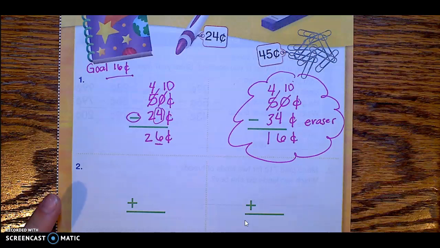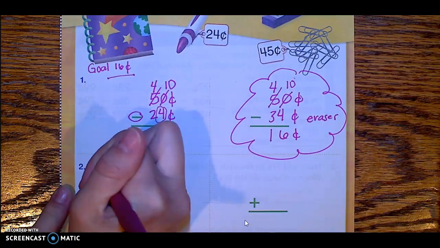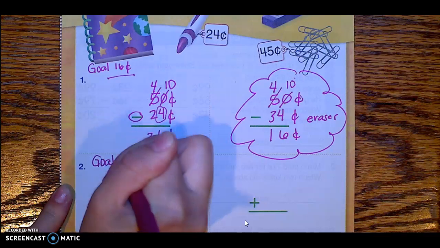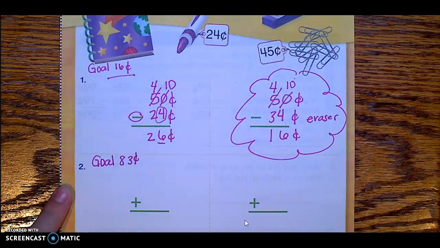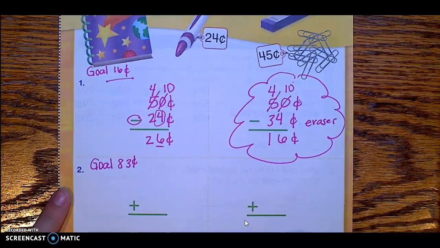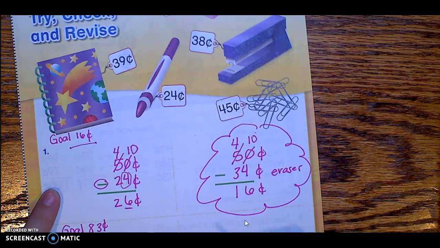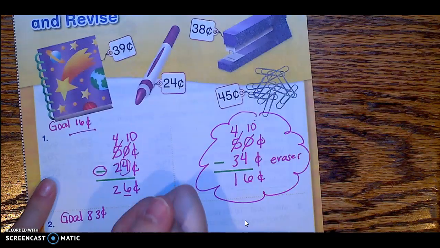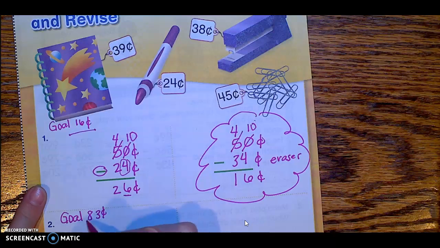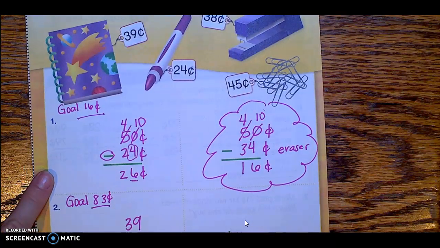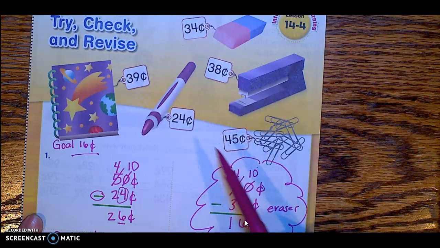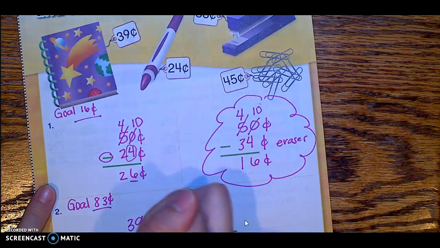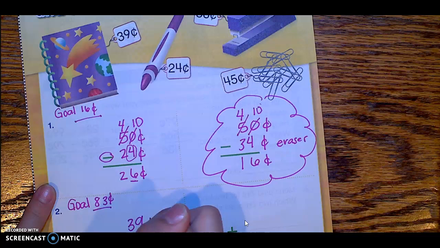Suppose you bought 2 items that cost 83 cents in all. So I'm going to write our goal here. Our goal is 83 cents. What 2 items did you buy? Let's go shopping. We need 3 in the ones place. Let's do, I like that notebook. And it's a bigger number because this number here is 83. That's a pretty big number. So the biggest item, let's try the notebook and then maybe the eraser. So 39 cents and 34 cents.